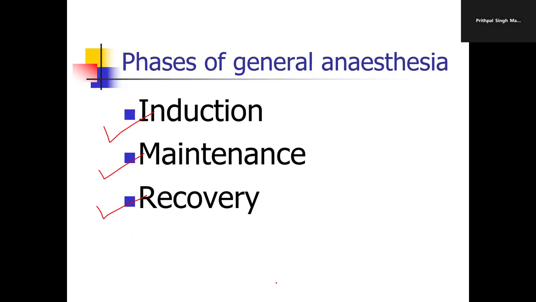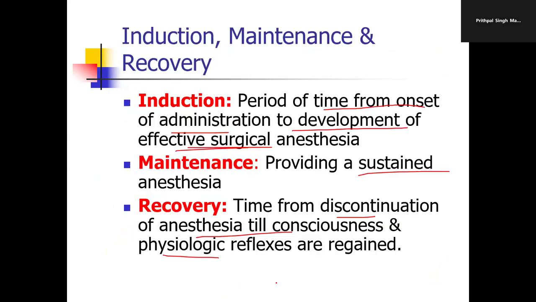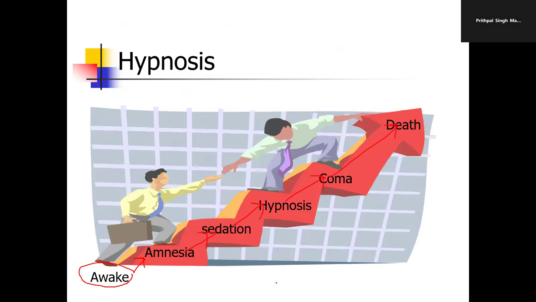Now, once we start the general anesthetic by the inhalational route or the intravenous route, there are three phases by which a general anesthetic is given. The first one is induction, followed by maintenance, and the third one is the recovery phase. Induction means the time from onset of administration to development of effective surgical anesthesia. Maintenance is for sustained anesthesia, and recovery is, once you discontinue the anesthesia, the time taken for the patient to regain consciousness and elicit physiological reflexes.